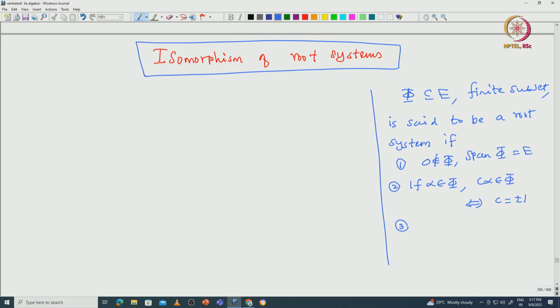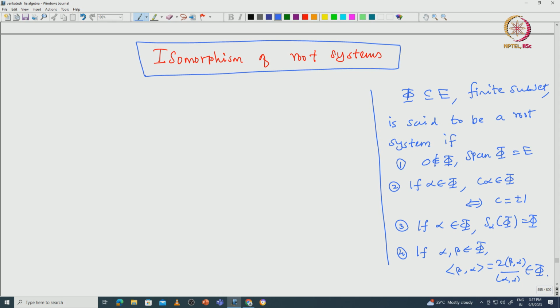The third condition: if α is in Φ, then if you apply S_α to Φ, you should get back Φ. The fourth condition: if α, β are in Φ, then if you look at this Cartan number ⟨β, α⟩, which is 2(β, α) divided by (α, α), this should be an integer. So, these are all the properties of a root system.